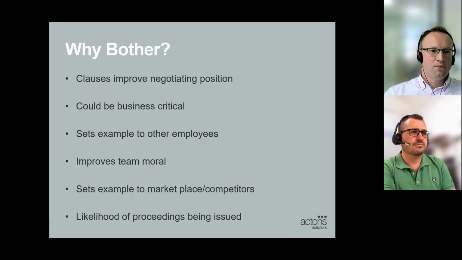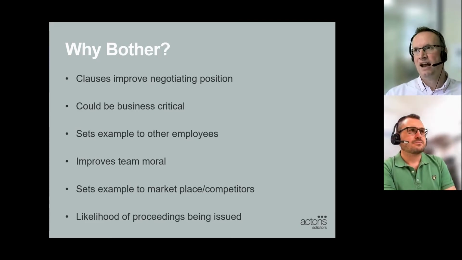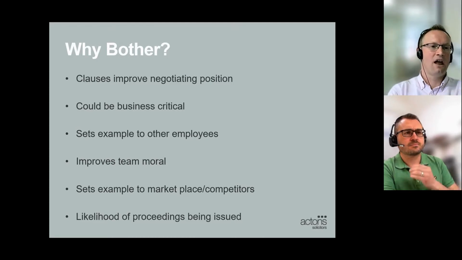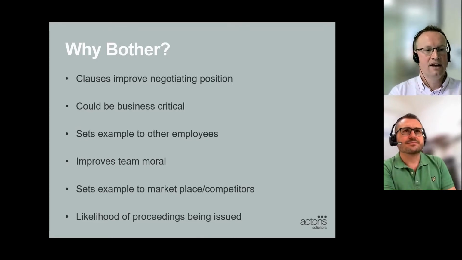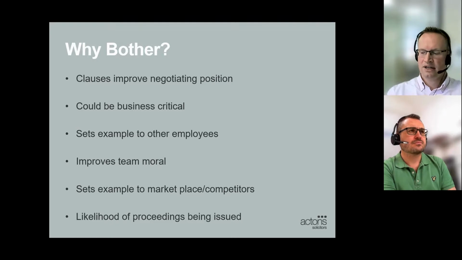The other reason why you might want to take action is that it sets an example to your existing employees. It lays a marker in the sand: look, we might be unsuccessful, but we're going to make your life difficult. If you have the cheek to try and take our clients and our customers away, we're going to make an example of you, and we're going to pursue you hard.